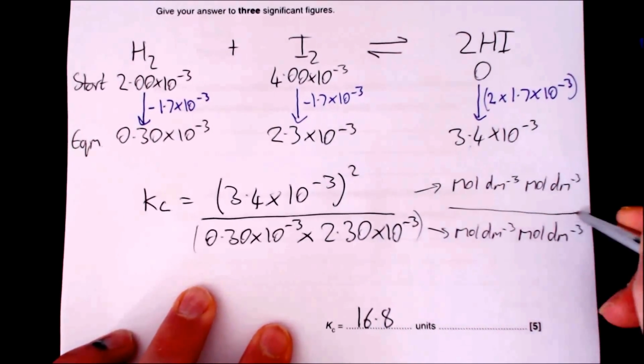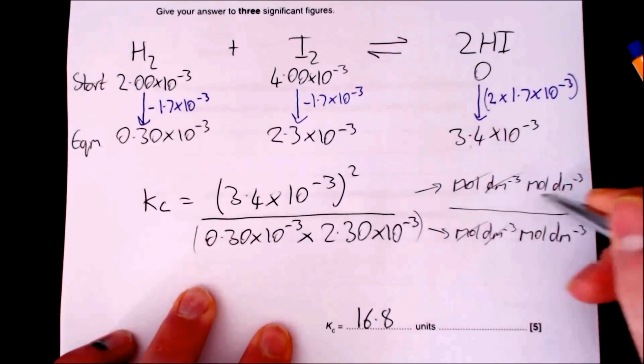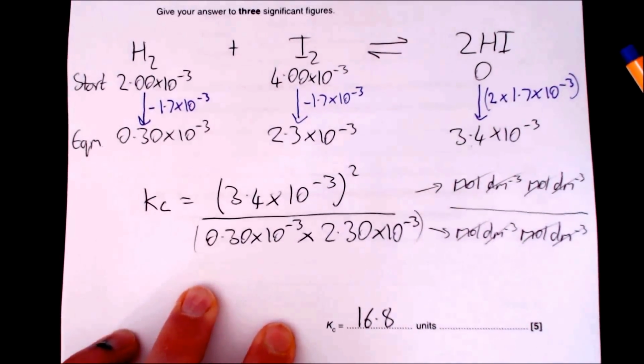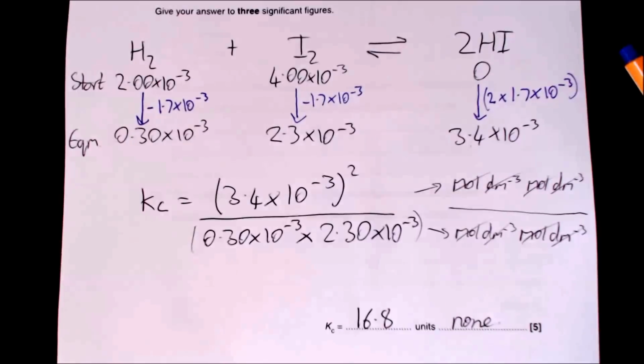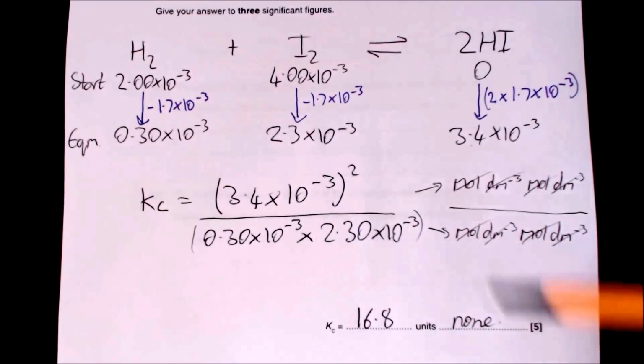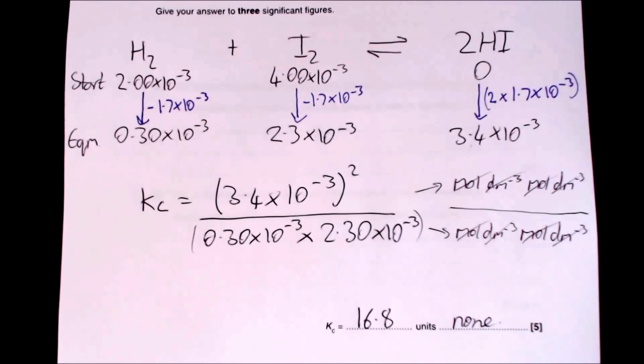And then obviously we're dividing them; they'll all cancel out. So the units for this is nothing because we don't have any units. So the units is none. We don't actually have any units whatsoever, which may seem a bit odd, but that does happen if all the units actually cancel out in your equation.